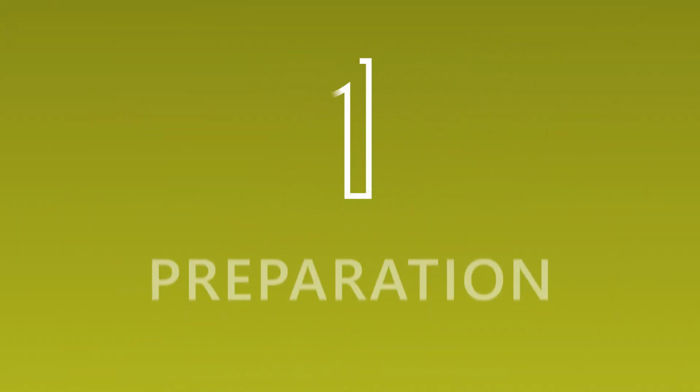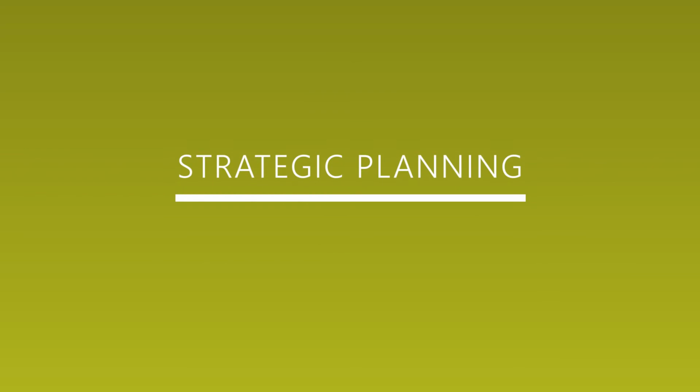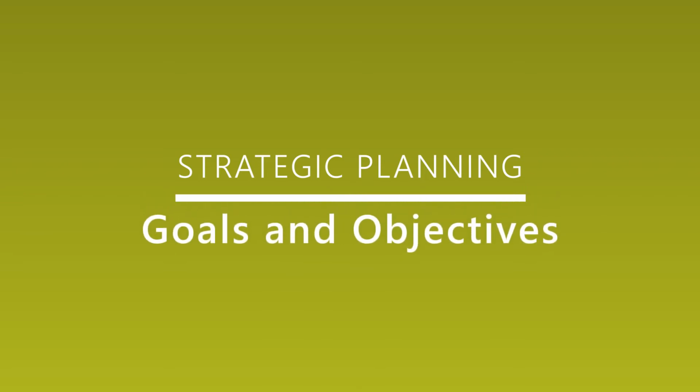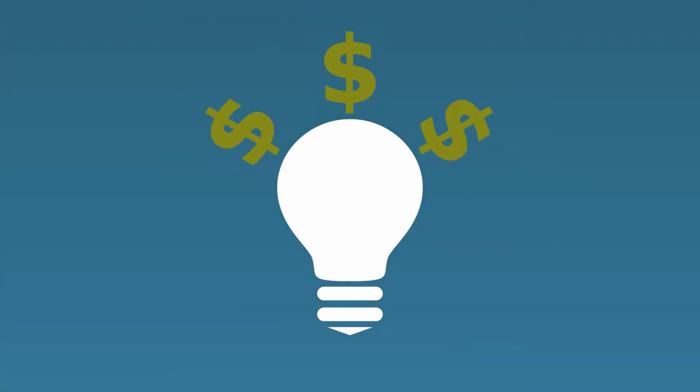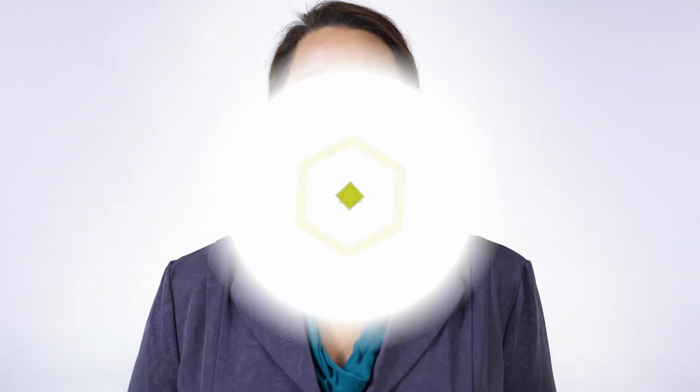Here are the basic steps of the budget process. 1. Preparation. Strategic planning is an important first step in developing a municipal budget. After developing a vision for your municipality and setting goals and objectives, the budget process attaches financial resources to your goals. Seeking public input during this time is always helpful and keeps the focus on your constituents.